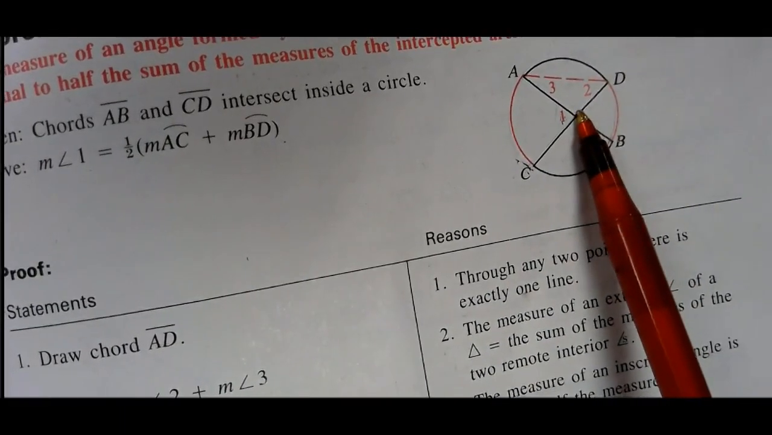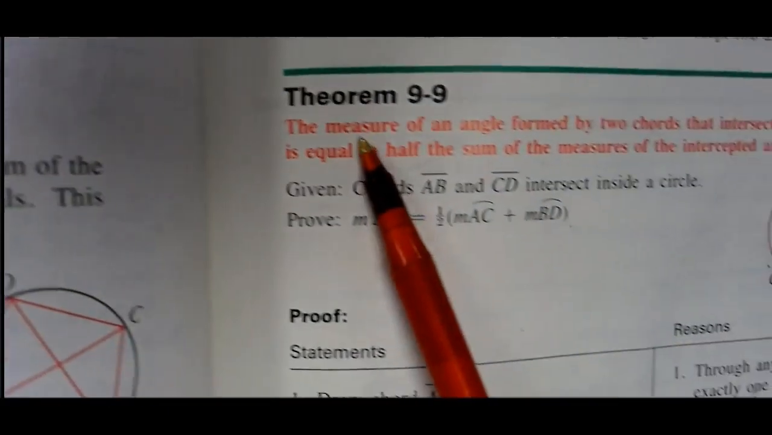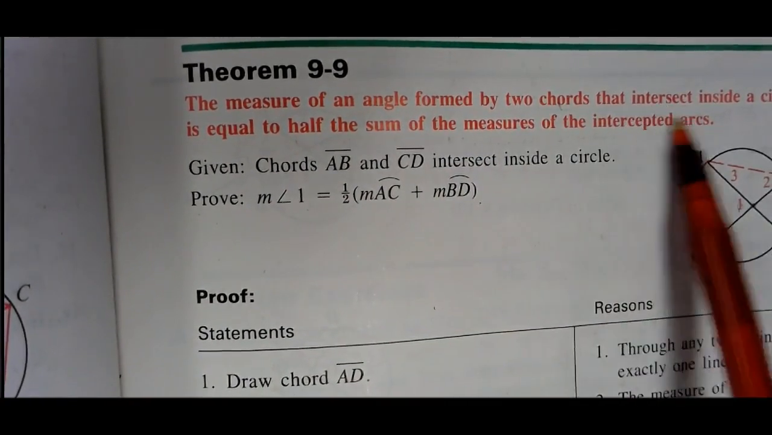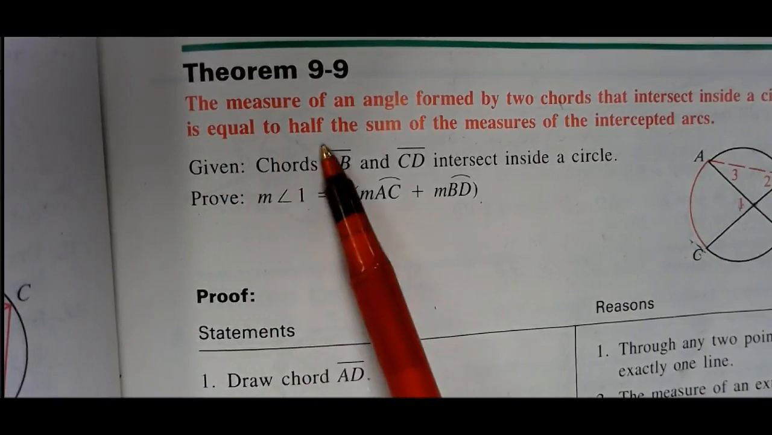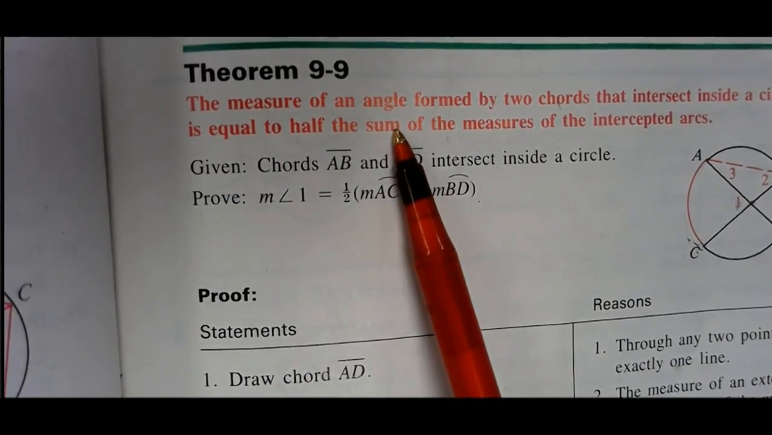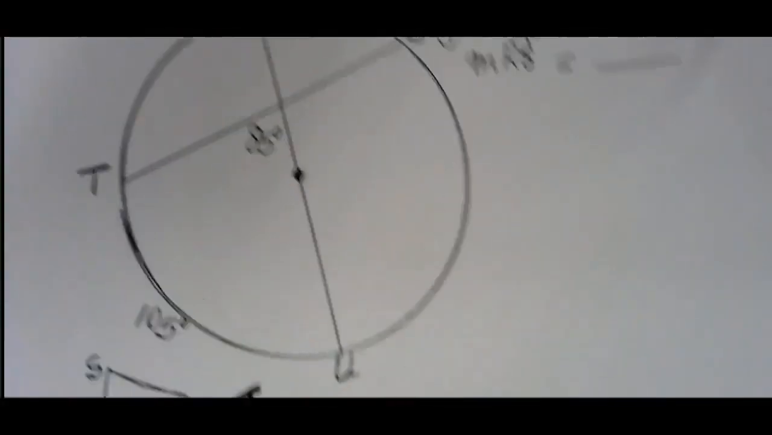But if the angle is inside the circle, like this one, we add the arcs. And so the theorem says the measure of an angle formed by 2 chords that intersect inside the circle is equal to half the sum. Inside, sum. Outside the circle, difference. Okay, so let's solve some problems with that.